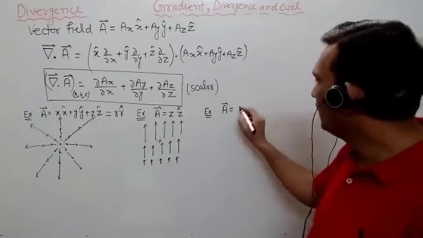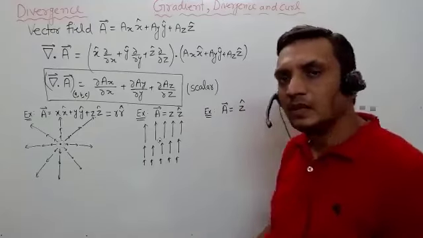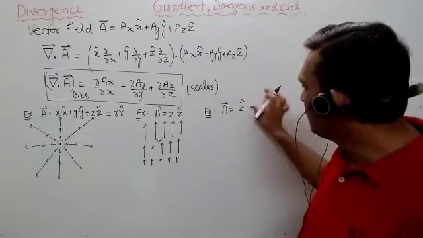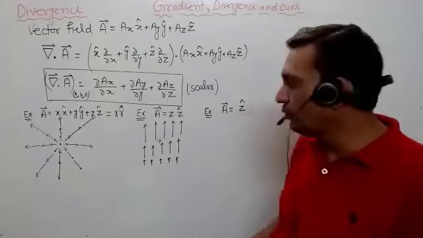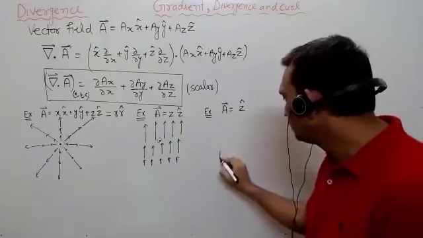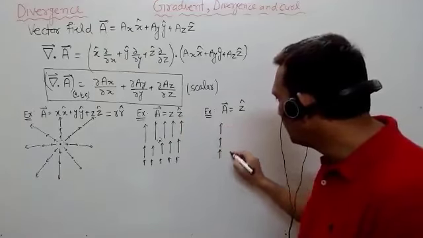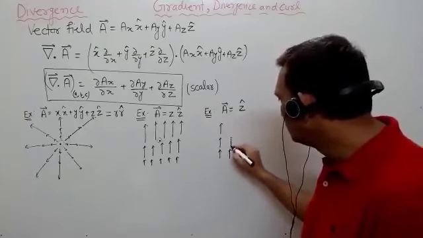Next is, let's say the vector field is simply z cap. So in this case, the direction is fixed and the magnitude is also fixed. So you have to represent it by a constant magnitude. So let us represent it by a constant magnitude.